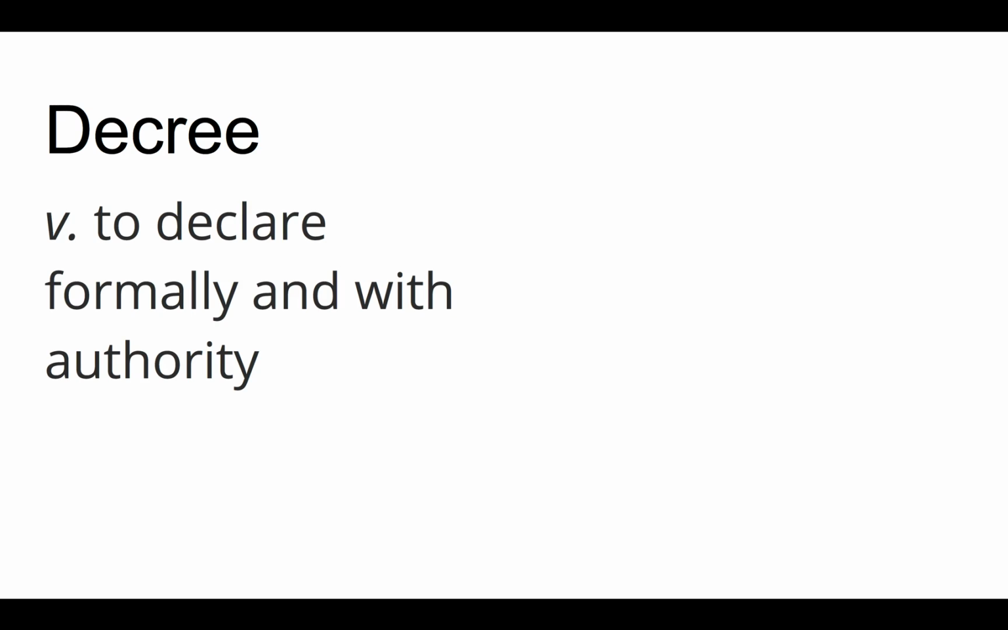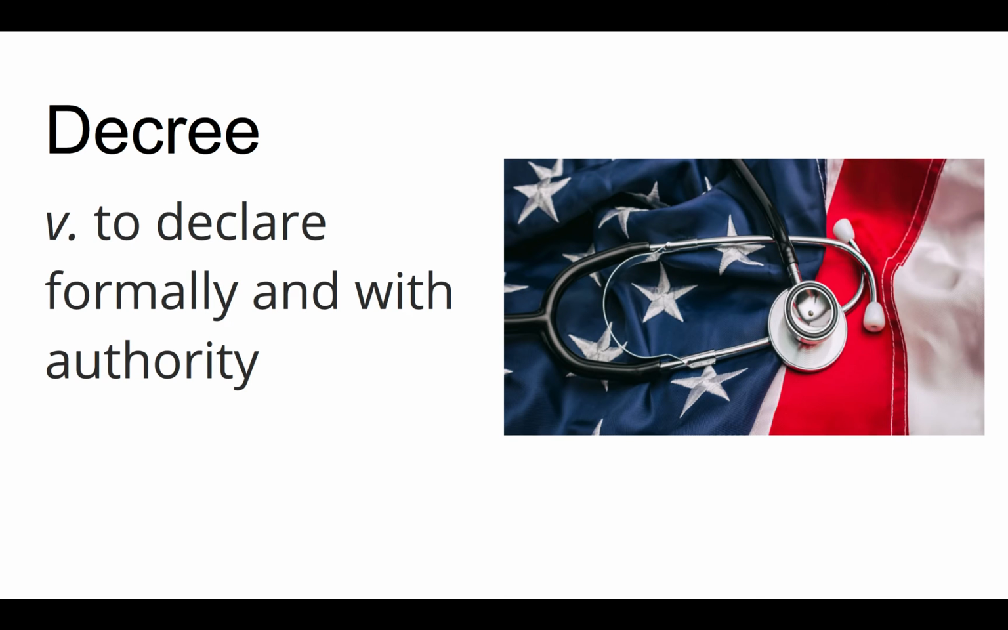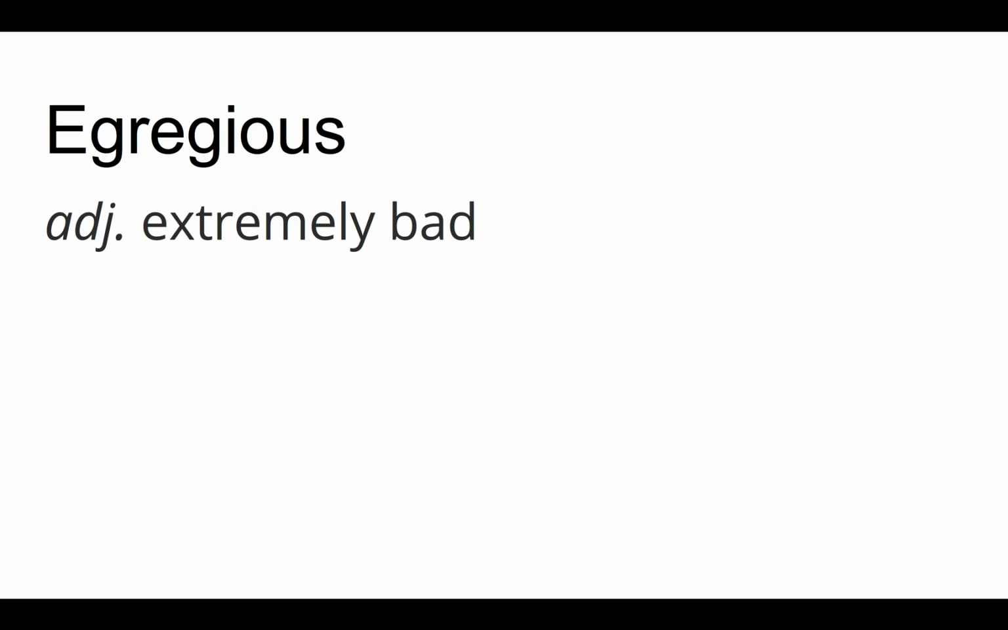The fourth word is decree, and a decree, or to decree, it's a verb, is to declare something formally and usually from a place of authority. So for example, when President Obama was in office, he decreed that healthcare should be affordable for all Americans. So it was this formal declaration. He is the president, so he definitely has authority to make this decree. Now, whether you agree that that was effective or not is debatable, but it was a decree.